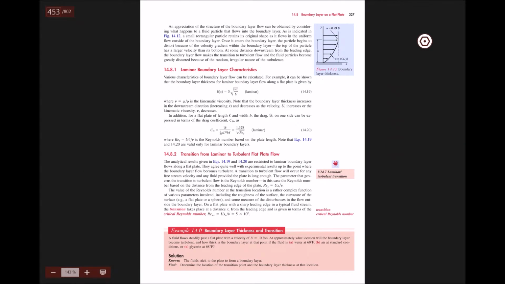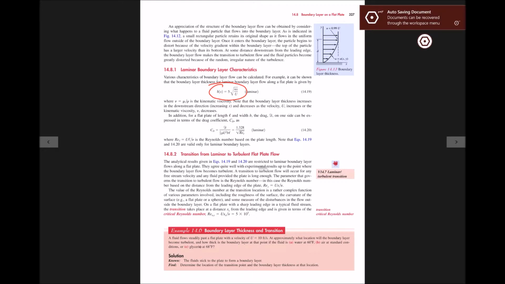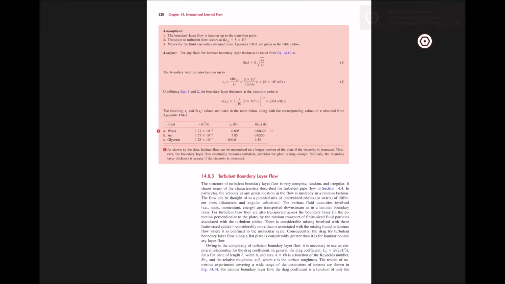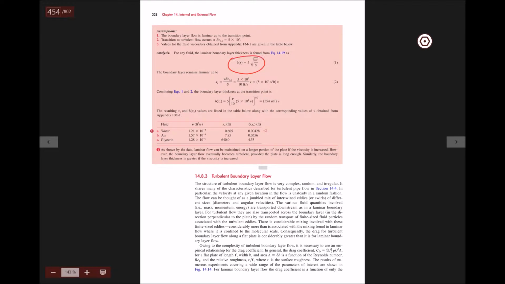Moving on to example 14.6. This is really just an application to show you how to calculate the boundary layer transition, using the equation that I showed you on the PowerPoint. We calculate when we are transitioning by using that equation. Those two equations are represented here and here.